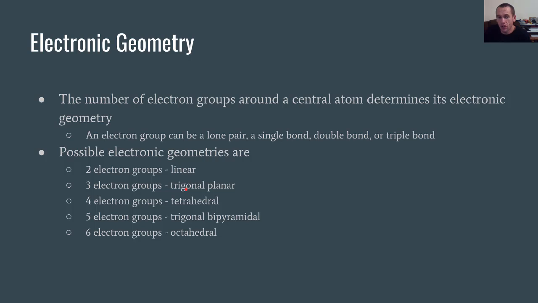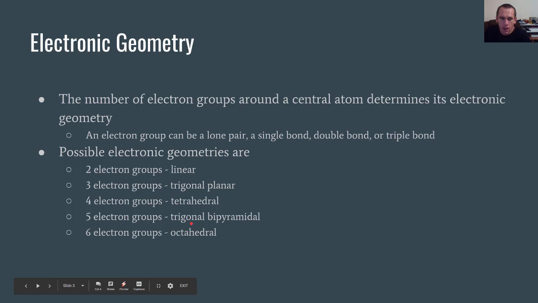If there's three electron groups, those three groups will form a triangle around the central atom, so you get trigonal planar. Four electron groups, you can kind of think of this as taking that trigonal planar and then putting another electron group on top, which has the effect of pushing the remaining three electron groups down a little bit. So tetrahedral is a triangular-based pyramid.